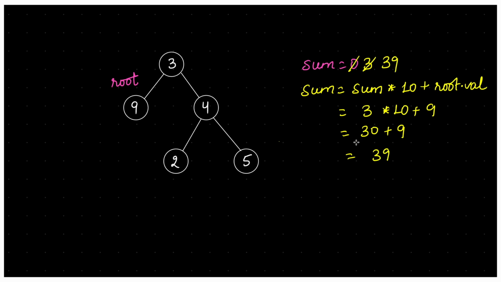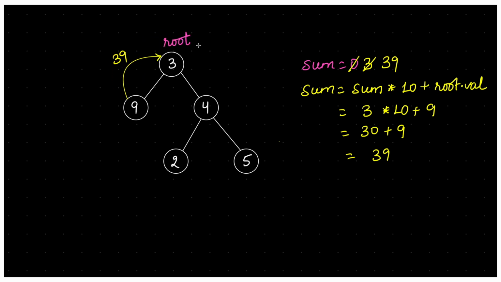Great. Once you have calculated this sum, you are going to return from here, because the left and right for this 9 are actually null, since it's the end node for this particular path. So what you are going to do is return 39 from this particular path. You will return 39 from here, and because you are returning a value, you will again come back to the root node.